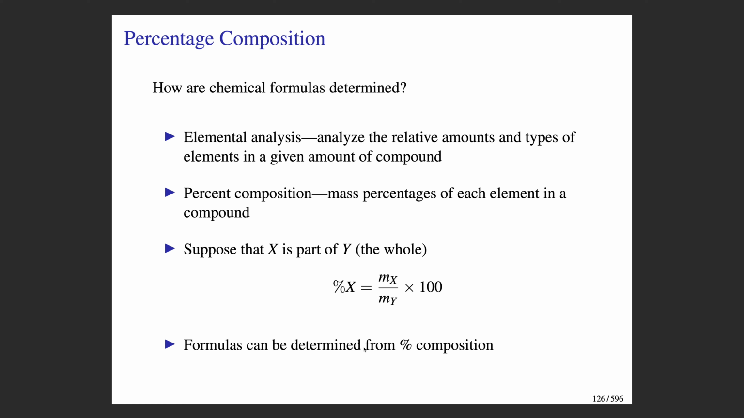And the way you do that is you use experimental techniques called elemental analysis, which are capable of analyzing the relative amounts and types of elements that are present in a given compound. Oftentimes, the result of an elemental analysis is the so-called percent composition, which gives you the percentage by mass of each element within a compound. The equation right here just reviews very quickly the definition of a percentage. So the percentage of a given element within a compound is the mass of that element divided by the mass of the compound times 100.